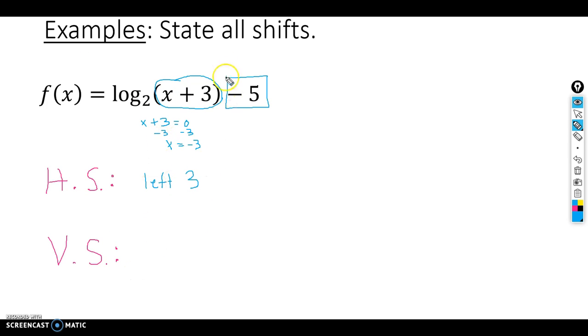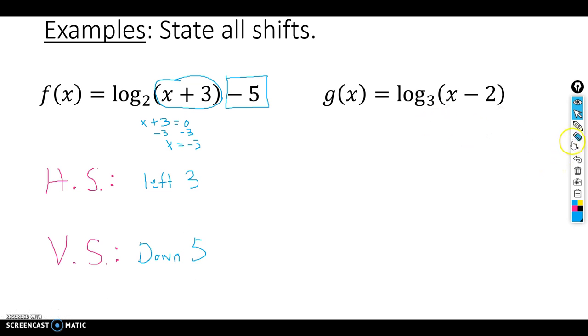My vertical shift, straightforward, it's boxed. That negative sign means it's going to go down, because this is the vertical shift, so the vertical shift moves down 5. Okay, one more example.